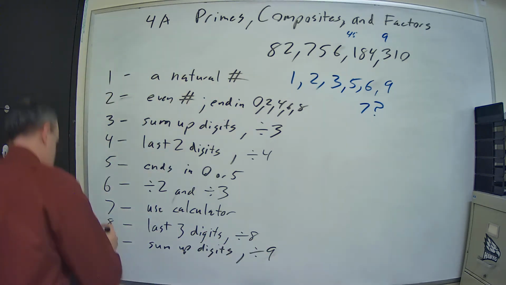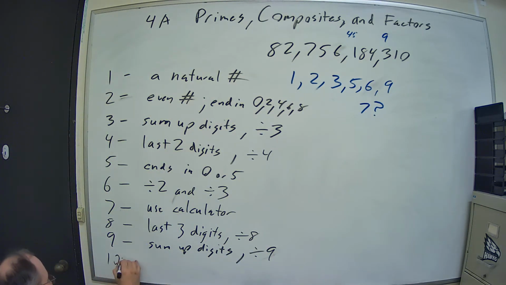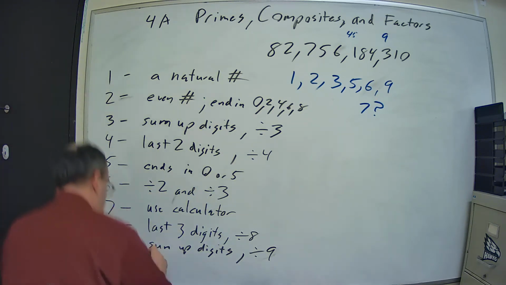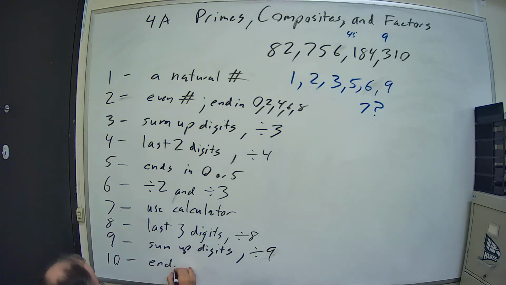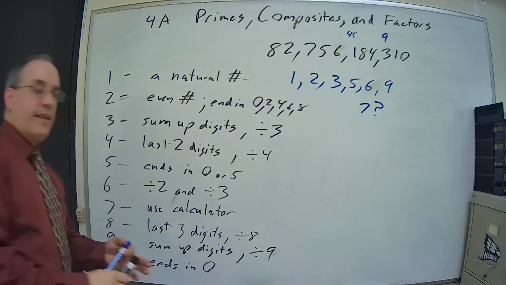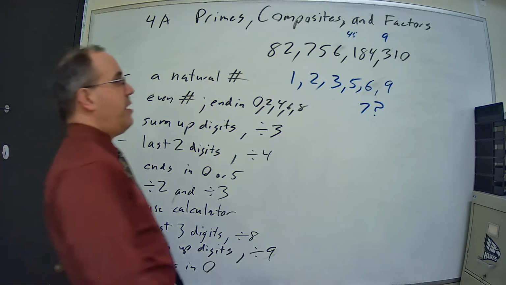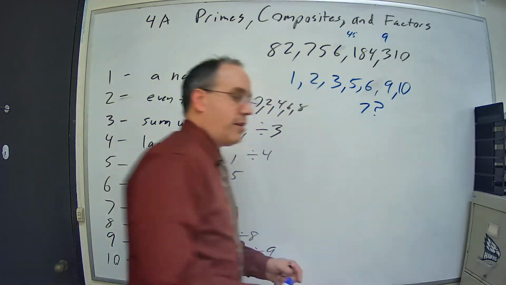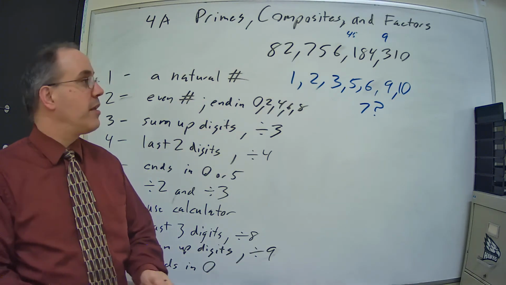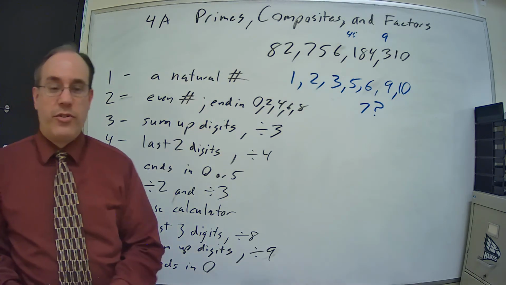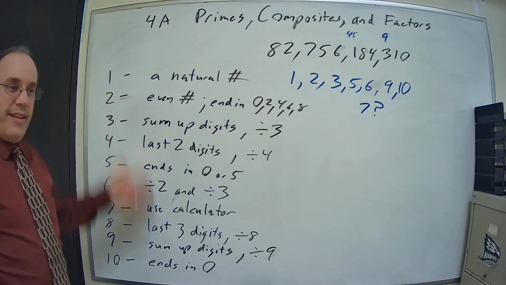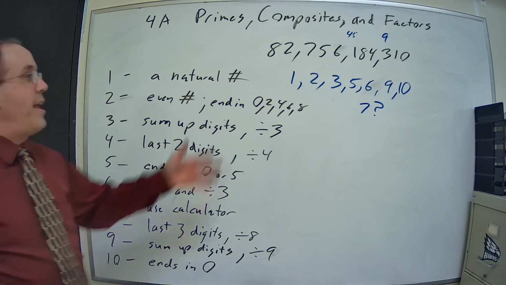And then our last one: is it divisible by 10? If it ends in a 0, it's divisible by 10. This ends in a 0, so it's divisible by 10. So that's how we can determine whether the numbers 1 through 10, excluding 7, divide evenly into a natural number.